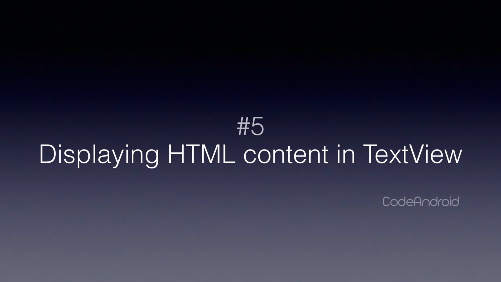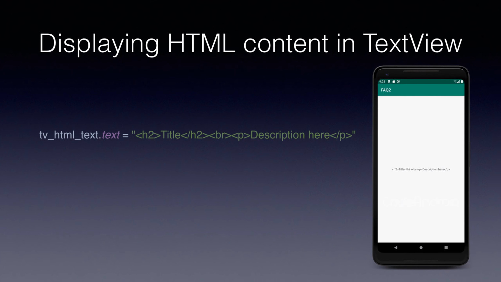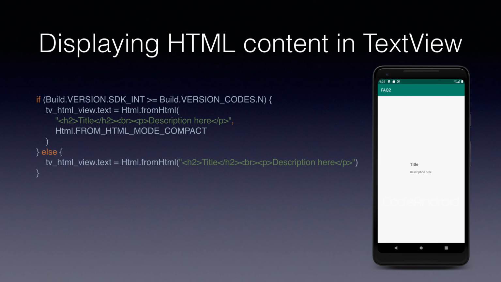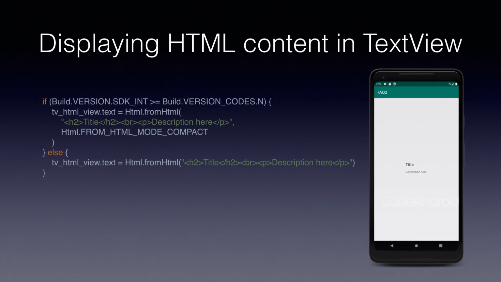Displaying HTML content in TextView. If you want to display the HTML elements, then we can directly set the string as the text for the TextView. In case you want to display the result of the HTML, then we need to use Html.fromHtml. Inside we need to pass the HTML element and then set it as the text. This will be helpful when we want to display two sizes of text in the same TextView.